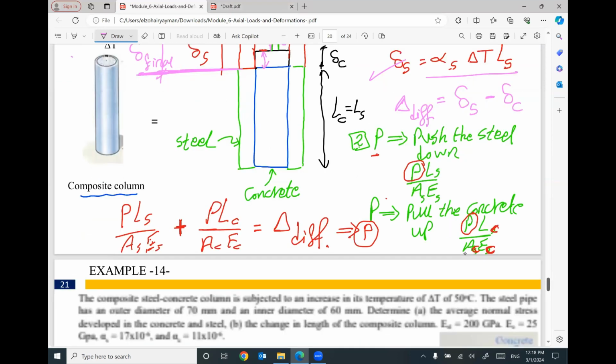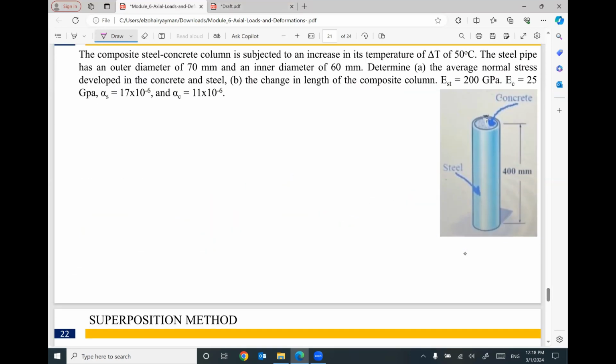We have an example. This composite column is made from concrete and steel. Alpha steel is given, alpha concrete is given, and we have a change of temperature of 50 Celsius. And the E steel and the E concrete Young's modulus are given. We need to figure out what are the normal stresses developed in concrete and steel and what is the final change in the length of the composite column. So we need to be careful.